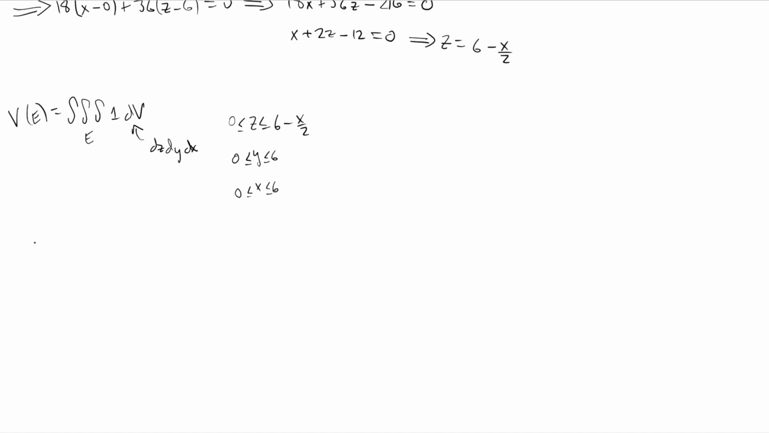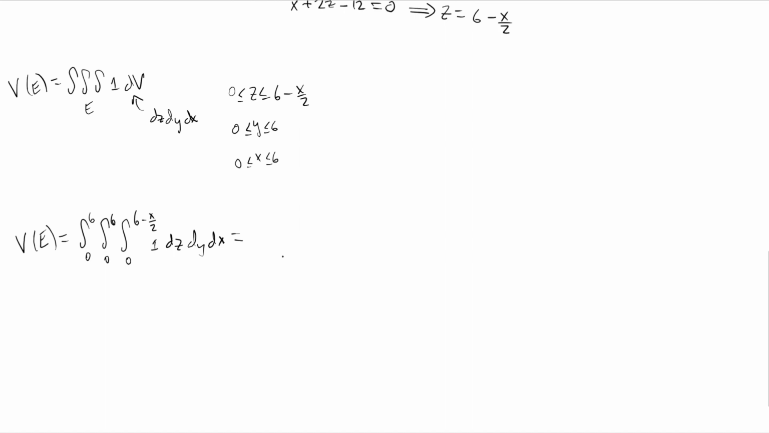Alrighty, so let's go ahead and piece this together. So the volume of E equals the integral, we're writing our bounds on x first, because it's the outermost integral, 0 to 6, and then we write the bounds on y, 0 to 6, and then the bounds on z, 0 to 6 minus x over 2 of 1 dz dy dx. How lovely. Now let's go ahead and evaluate this.